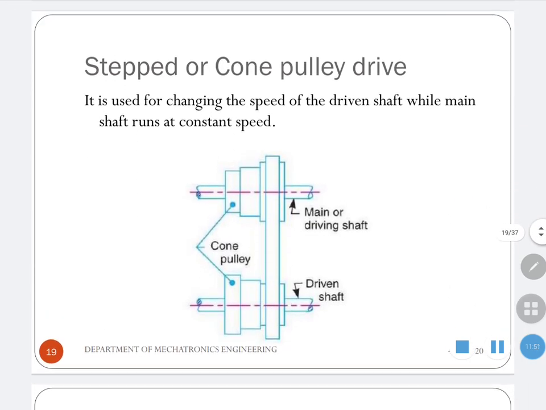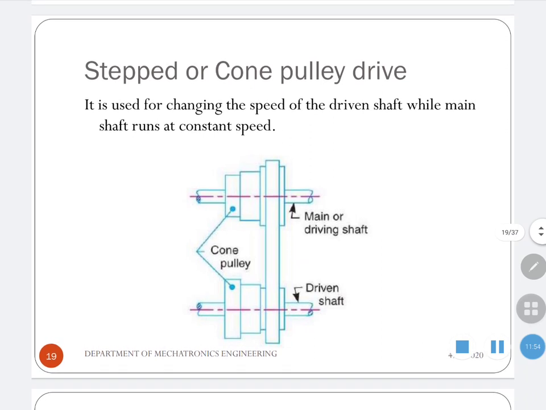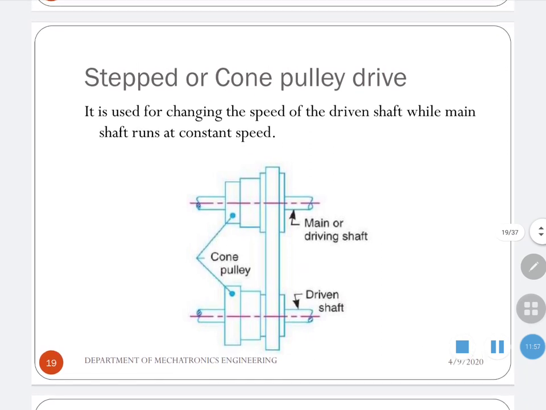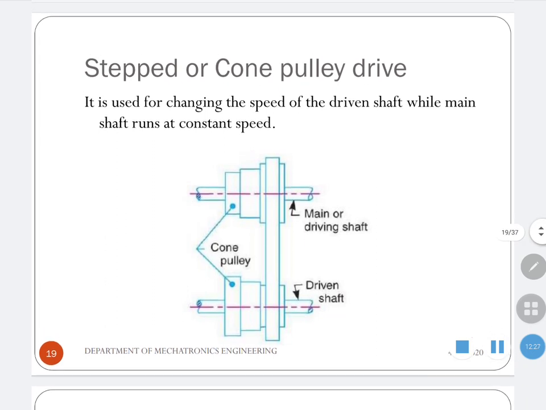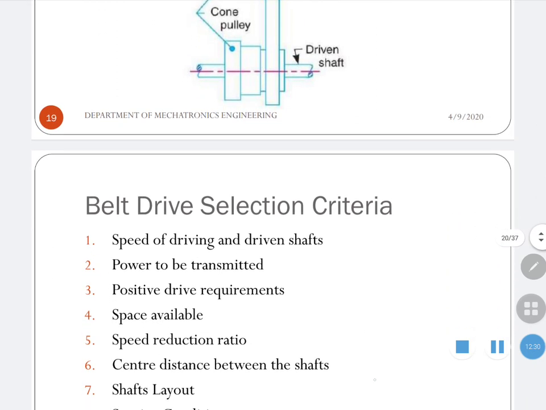This is the stepped or cone pulley drive. The cone pulley drive is used for changing the speed of the driven shaft while the main shaft runs at a constant speed. This one is the main or driving shaft, and this one is the driven shaft. The driving shaft would be running at a constant speed. If you have to change the speed according to your desired application, you can change the cone pulley of the driven shaft. So it's like a gear changing mechanism in a series connection.